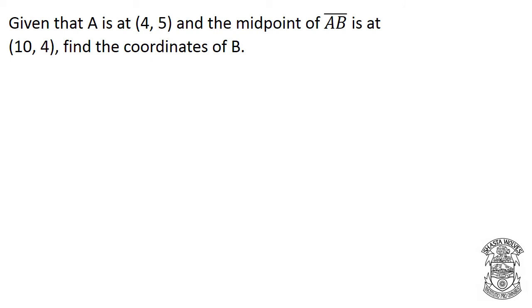Given that A is at (4, 5) and the midpoint of AB is at (10, 4), find the coordinates of point B. You guys did really well on this question when you took this as a team test. I'm going to just do a quick sketch here. So A is at over 4, and then up 1, 2, 3, 4, and 5. So here's A at (4, 5).